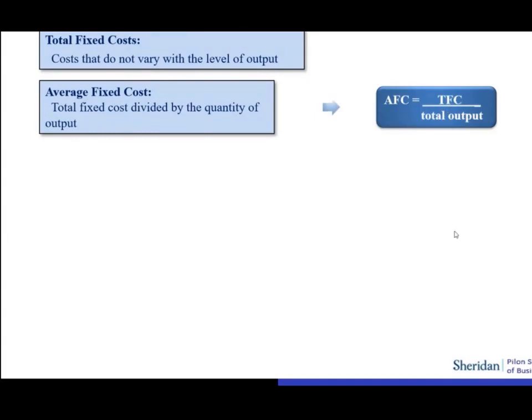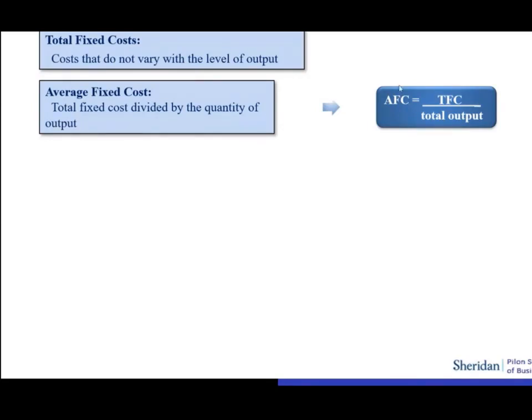Oh, so someone wants me to explain the marginal cost. So marginal cost is just the change in total variable cost with respect to a change in the quantity. So it's just answering the question, what would my additional cost be on the margin if I produced another unit of the good? Okay, so average fixed cost is just given by this formula.